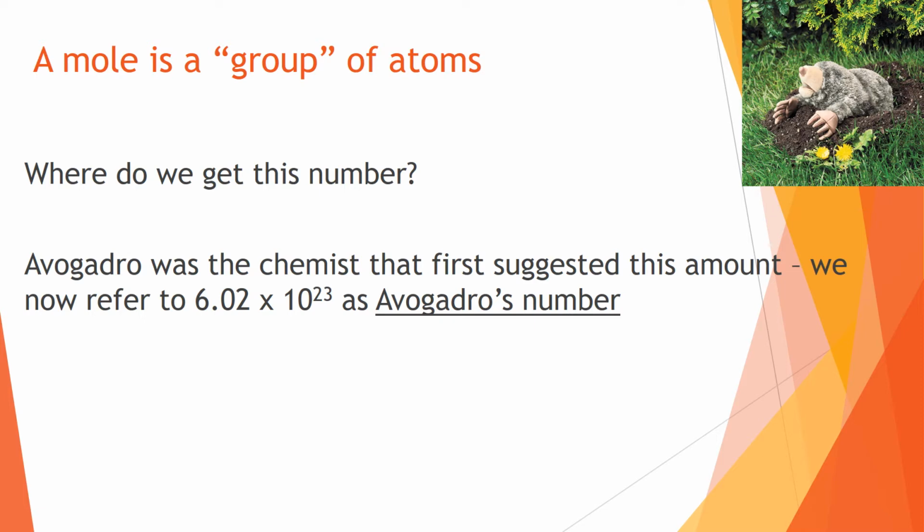So where did we get this number? It's called Avogadro's number. He was a physicist, chemist, lawyer. He did it all. And in a lab, he figured out the amount of particles in a particular mass of carbon. Okay, and he came up with this number: 6.02 times 10 to the 23rd particles in 12.01 grams of carbon.